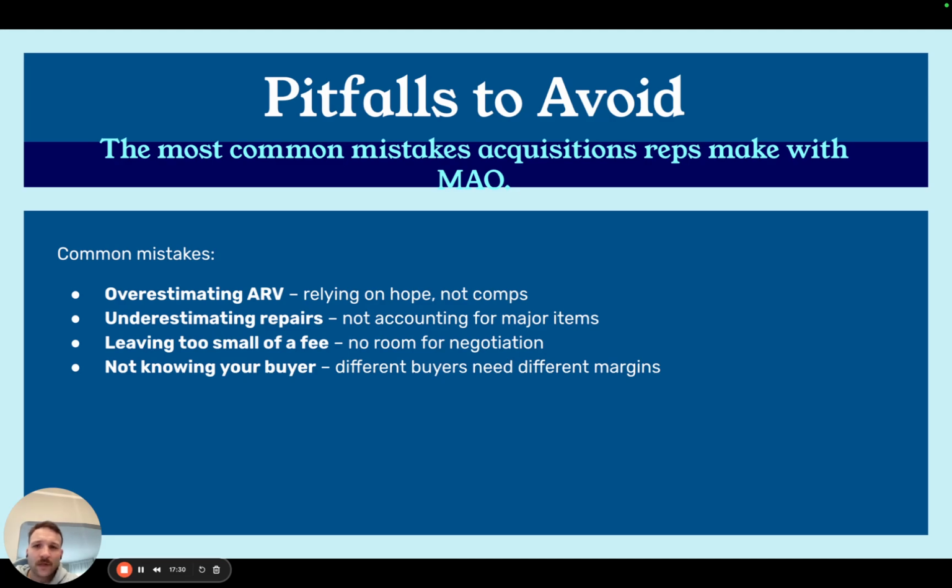And then lastly is just we need to know our buyer. So different buyers are going to have different margins. So just understanding those margins, understanding the buyers, and what a property could move for.